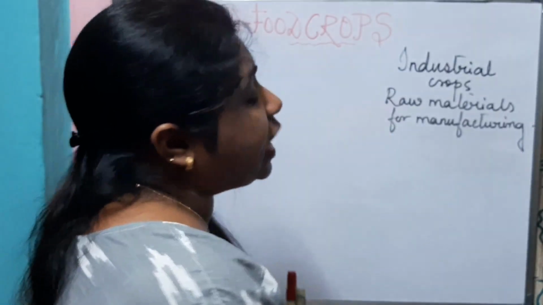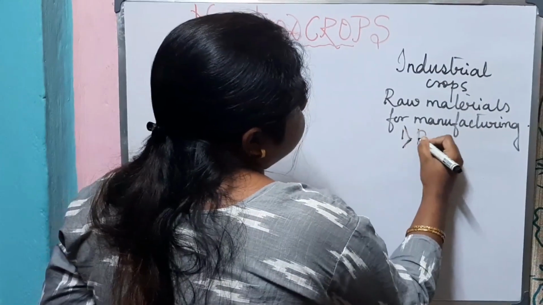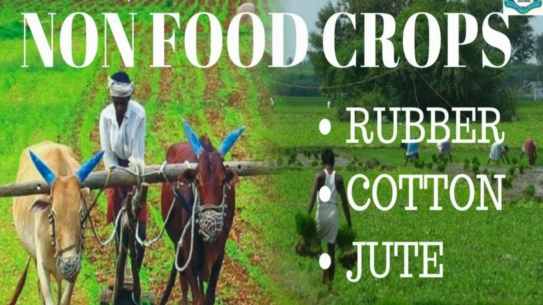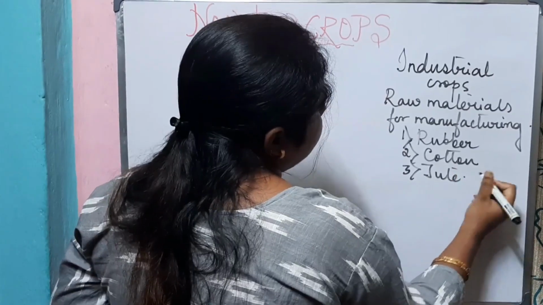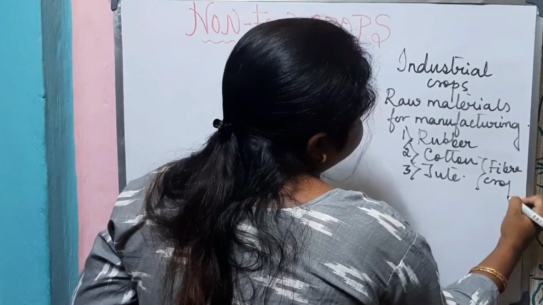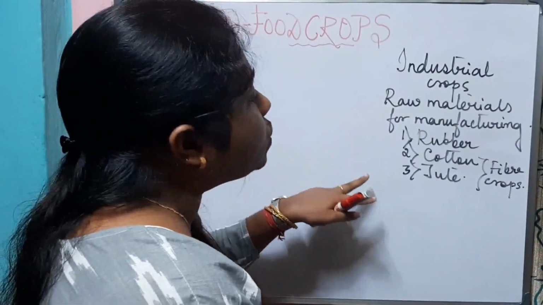Which are these crops that we will read in this chapter? We will read about rubber, cotton and jute, where cotton and jute are the fiber crops. So these are the three non-food crops that grow in India.